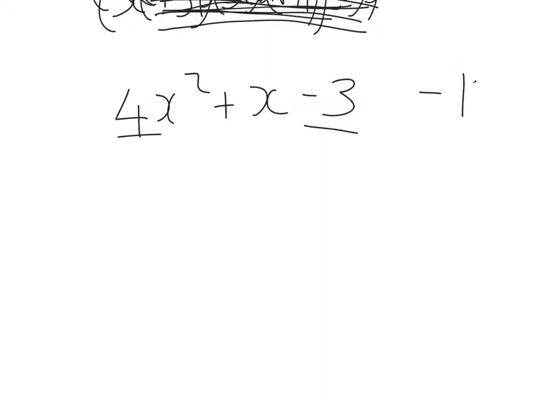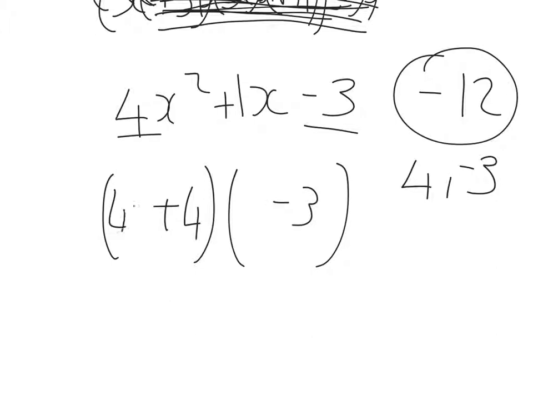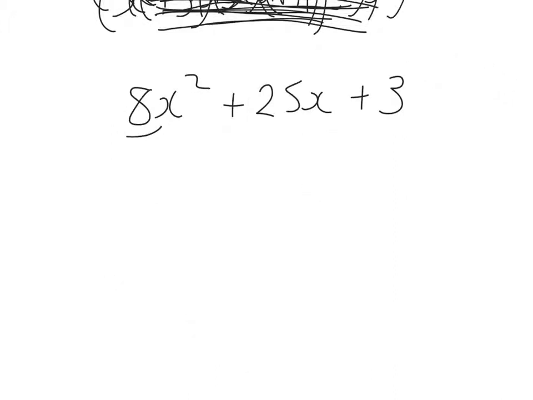Next one, let's look at 4x squared plus x minus 3. 4 times minus 3 is minus 12. Two numbers that multiply to give minus 12 and add together to give the plus 1 in the middle. So that will be 4 and minus 3. First bracket plus 4, second bracket minus 3. Drop down 4x and 4x. The second bracket can't be factorised further, but I'll always check it. And I can take out a common factor of 4 from the first one, which will bring that down to x plus 1. Okay, let's look at our last example.